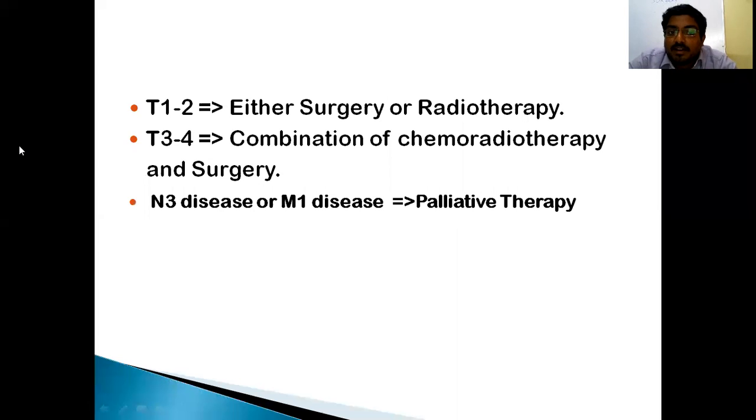See, if the stage is T1 to T2, either surgery or radiotherapy. These are the small lesions. T1 is less than 2 centimeters, T2 is more than 2 centimeters, less than 4 centimeters. T3, T4, a combination of chemo, surgery and radiotherapy. And N3 or M1, it is palliative therapy. What is palliative therapy? It will not give proper treatment, but it will give symptomatic treatment. This is palliative therapy for T1, T2, and T4.